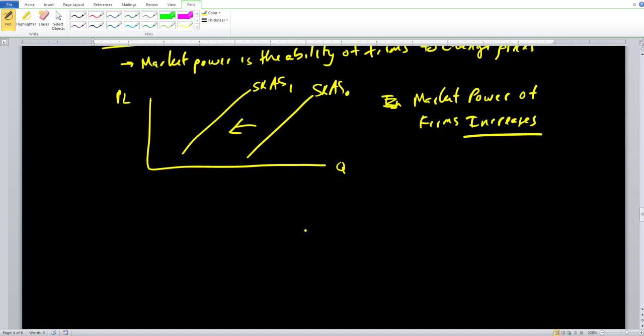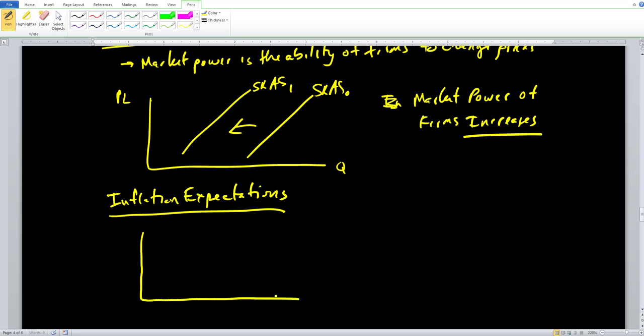And then finally here, we take a look at the last determinant, which is inflation expectations. Inflation just tells us what's happening at the price level of this particular market. So price level, quantity, and once again, we just want to see exactly how our SRAS curve shifts towards the origin. And not surprisingly, if inflation expectations increase, the firms and corporations are going to want to supply less.